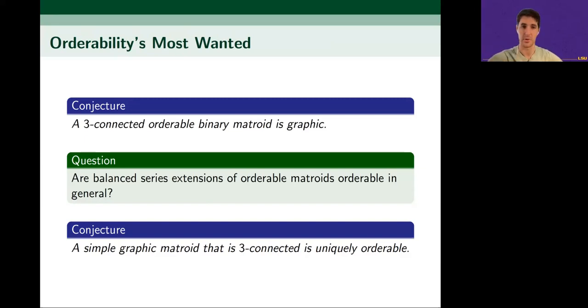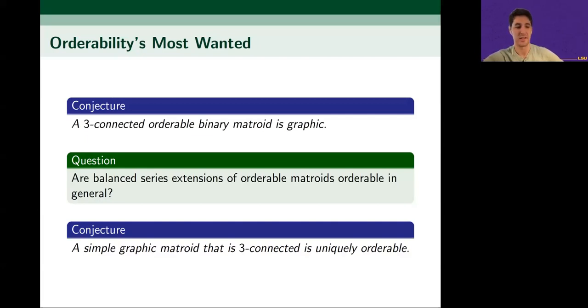Just checking, are these things orderable or not? I don't know whether this would be hard to prove or not, because the matroids that I was checking, I was doing by hand. Are balanced series extensions of orderable matroids orderable in general? Again, there might be an easy example, but these things don't tend to be easy to find in orderability.